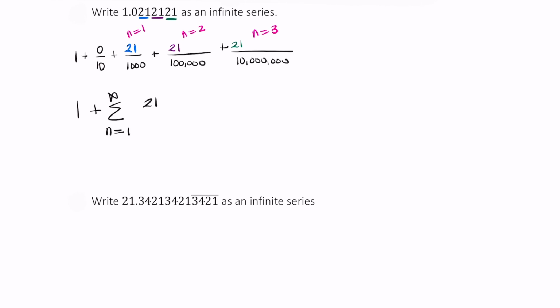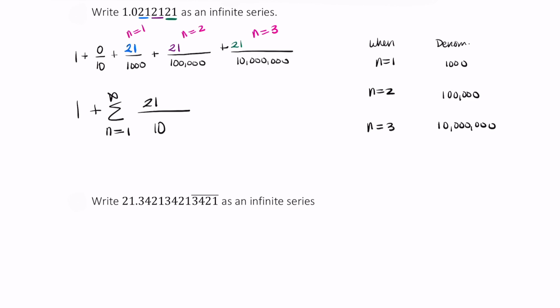And in fact, every time we want a 21 that does not change in our numerator. So that's here. Now our denominator, when n equals 1, we want the denominator to be 1,000. When n equals 2, we want the denominator to be 100,000. When n equals 3, we want it to be 10 million. So clearly we're going to be using powers of 10. So how can we write these out as powers of 10?